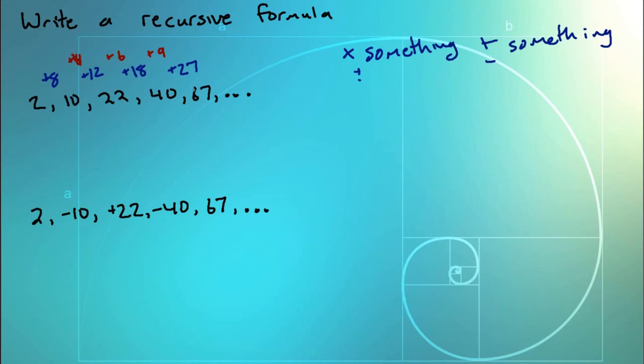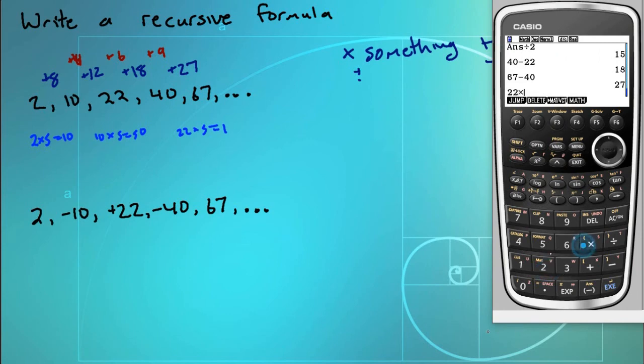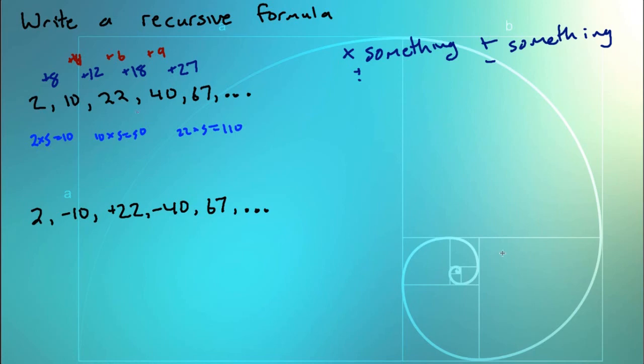All right, so I want to get close, and sometimes we're not always multiplying by a whole number. Sometimes we're multiplying by a fraction. So if I did 2 times 5, I get 10, but if I do 10 times 5, I get 50, and I'm way off. And if I do 22 times 5, well, then I'm even further off. Let's see, 22 times 5. Yeah, 110. So that's no good.